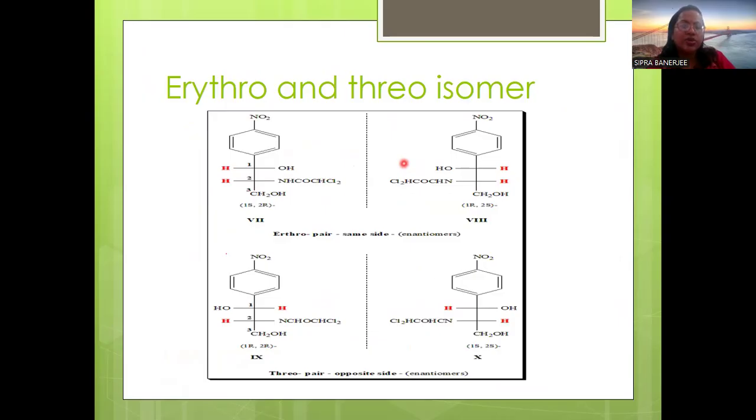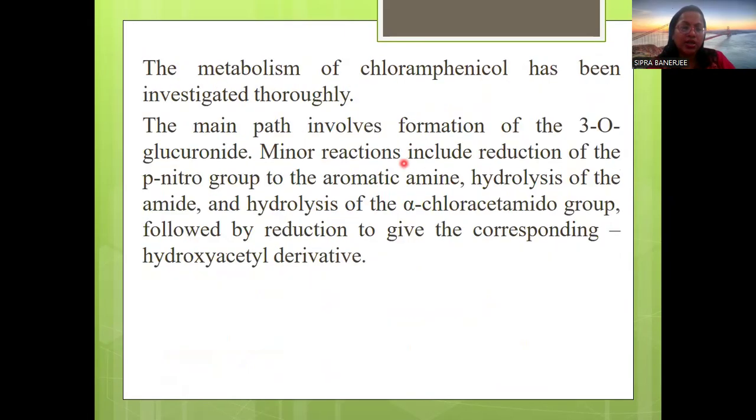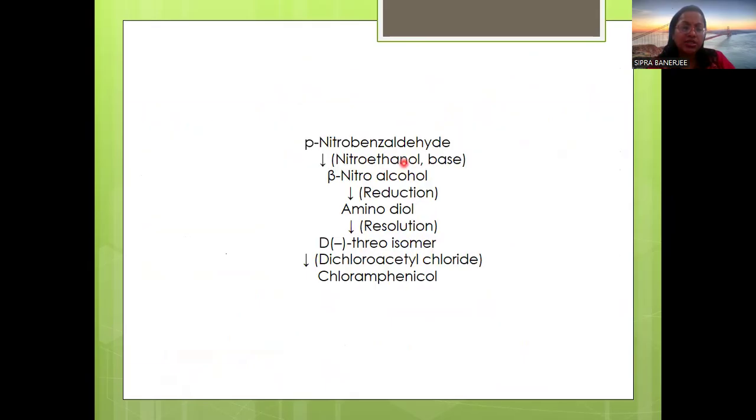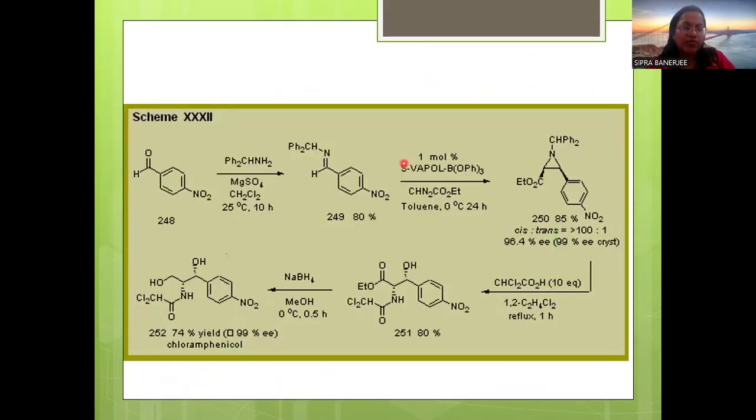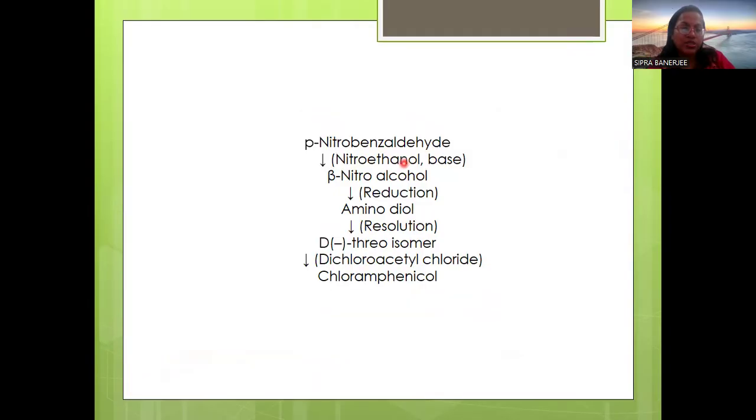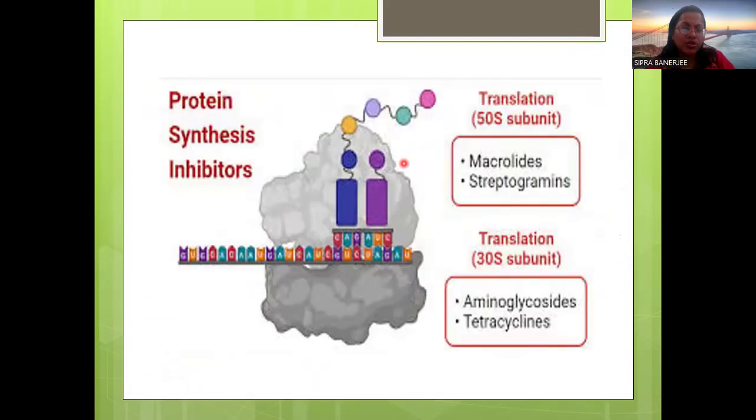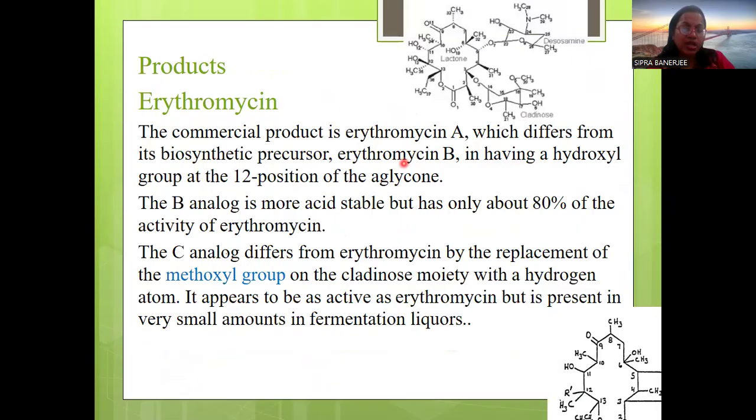Next, chloramphenicol, having the erythro and threo isomers, will be discussed, and we will also go through the synthesis of chloramphenicol. Now, first going to erythromycin. Actually, this drug also has three parts: erythromycin A, B, and C.